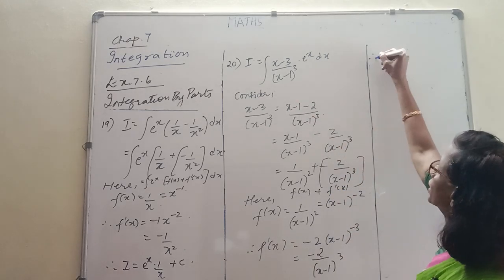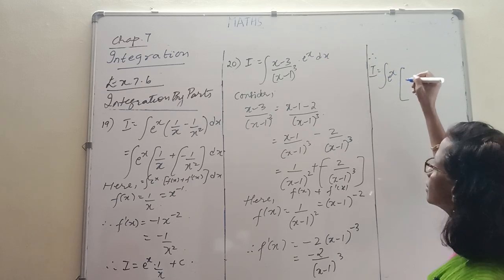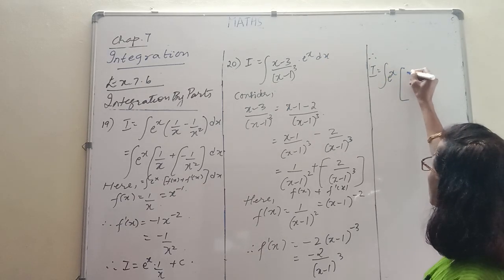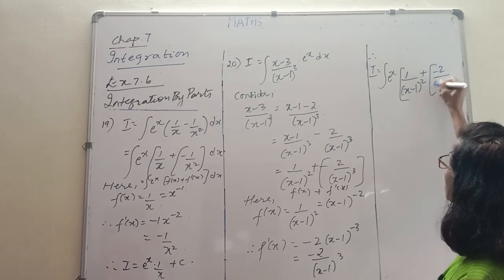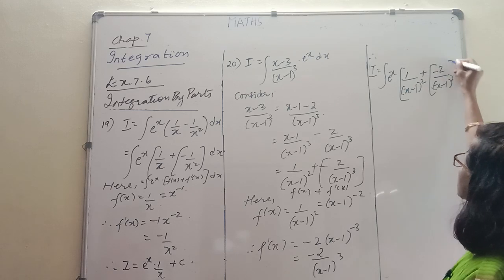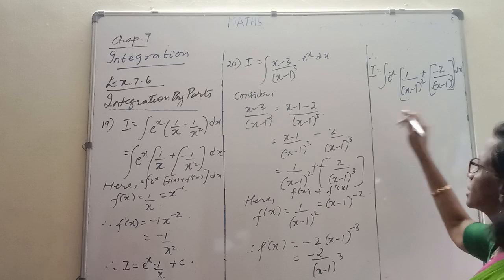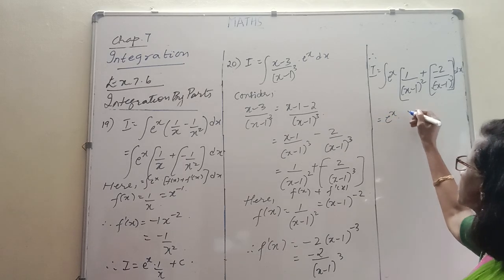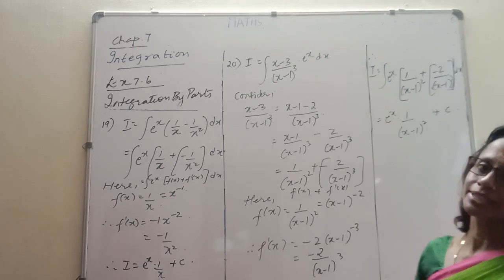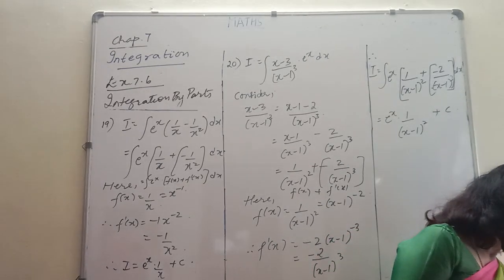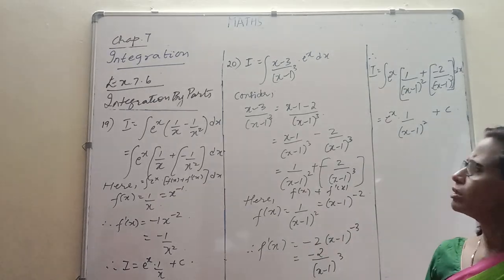So let's get back to I once again. I has now become the integral of e^x times (1/(x − 1)² − 2/(x − 1)³) dx. So the idea is f(x) + f'(x). Therefore this will become e^x times f(x), which is 1/(x − 1)², plus c. So the integral for this one is e^x/(x − 1)² plus c. That's all for this problem number 2.